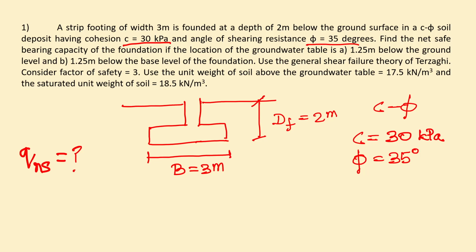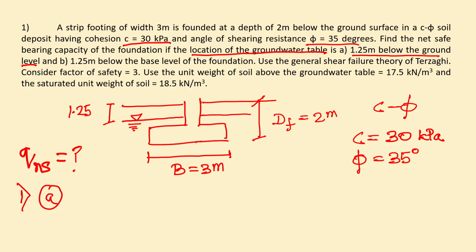But there are two conditions. We need to find out the net safe bearing capacity of the foundation if the location of the groundwater table is 1.25 meter below the ground level. So first of all, we are going to solve the first part, that is 1A, when the groundwater table is 1.25 meter below the ground surface. Suppose the depth of the foundation is 2 meter and this one is the groundwater level, it is at 1.25 meter below the ground level. This one is the first problem.